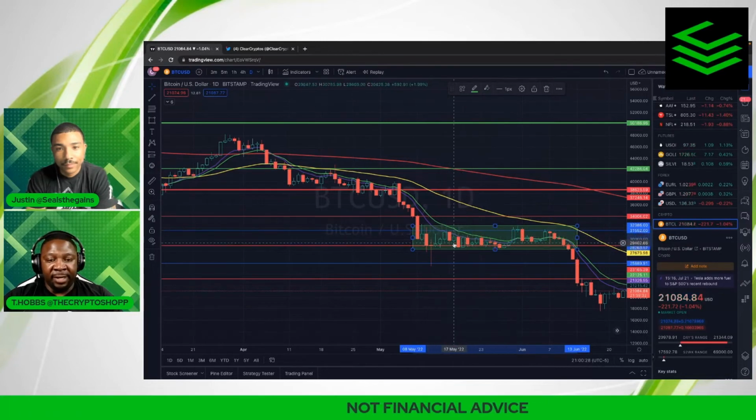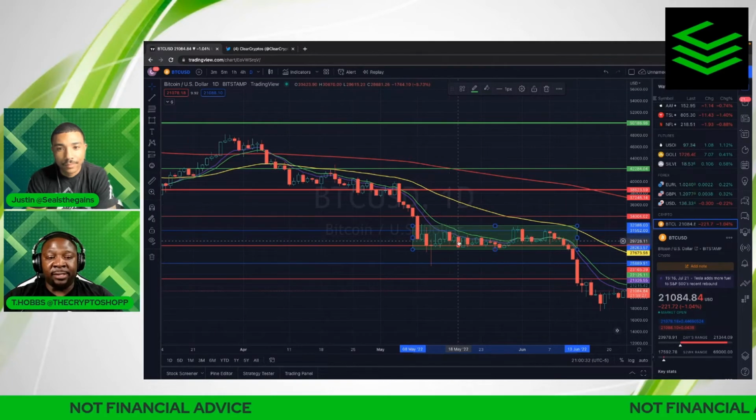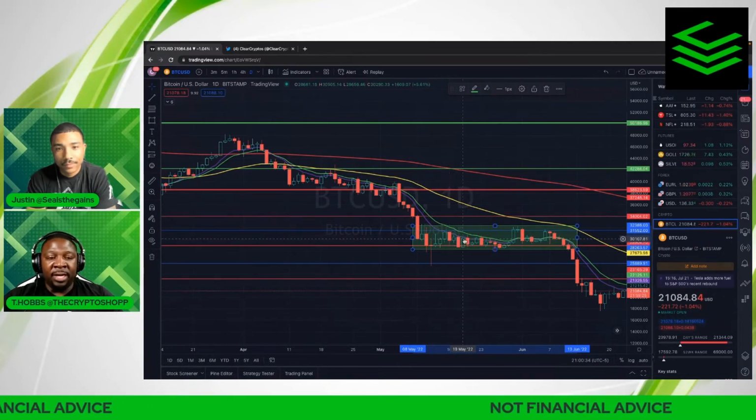Consolidation is the definition of stagnation on a chart. What you want to see is that the chart is standing still and it's not moving much in either direction.